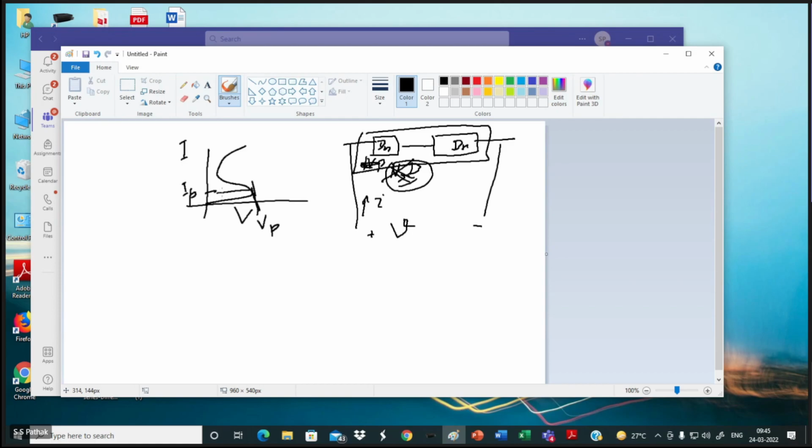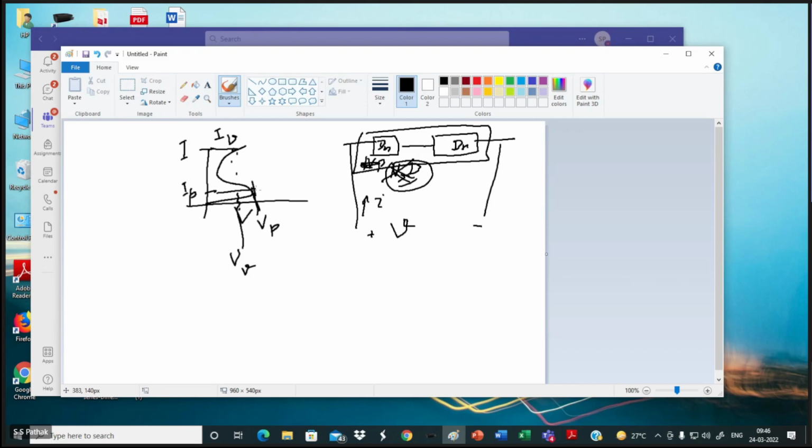Corresponding to V peak, the current is IP, though it is not the peak current like that. Here, where I have biased it, I call this I valley, and here the corresponding voltage I call V valley. So this is the condition: IV and VV is this, IP and VP is this.